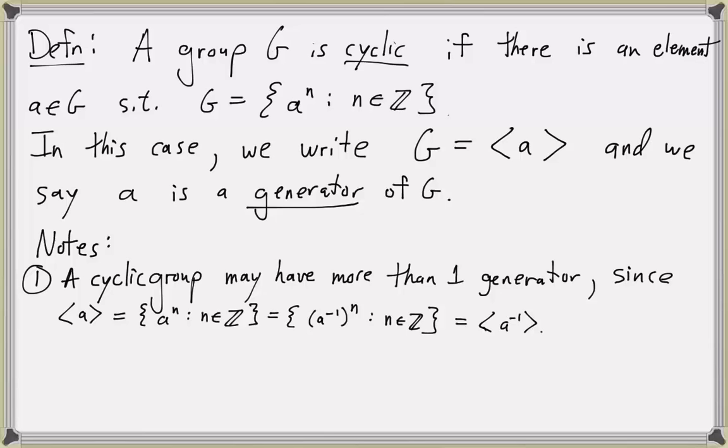Now if it happens that the generator is its own inverse, then it might still only have one generator. But in a general cyclic group might have more than one generator.